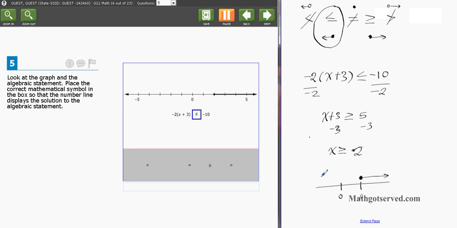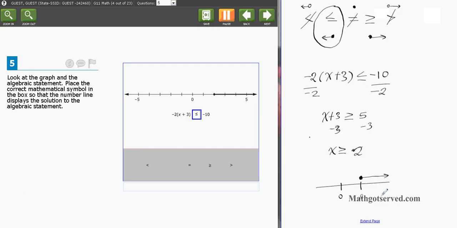So the correct symbol is less than or equal to, because when we put in less than or equal to in our equation, it gave us the correct resulting graph. Had we used this one, it would have been pointing the other direction, okay? And if we use this one, it would have been an open circle pointing to the right, and this would have been an open circle pointing to the left. And if I'd used this one, it would just be a point, okay?